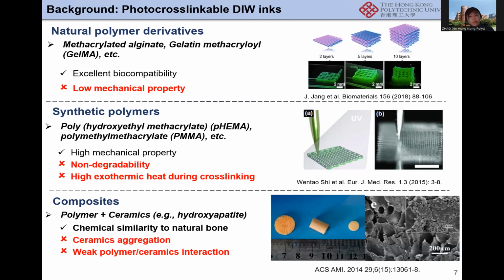And we also have the composite materials. For example, for bone regeneration, a lot of times we use hydroxyapatite because it is chemically very similar to bone. But the problem is that when we mix them together, we might have ceramic aggregation, and the interaction between the polymer and the ceramic is weak. So in this case, we will sacrifice the mechanical properties.